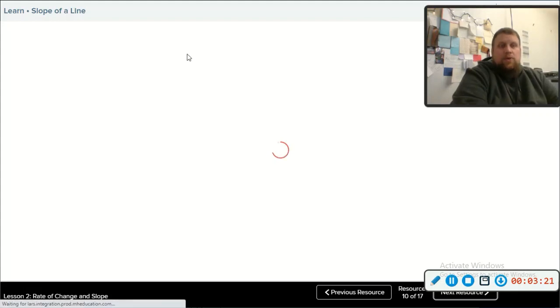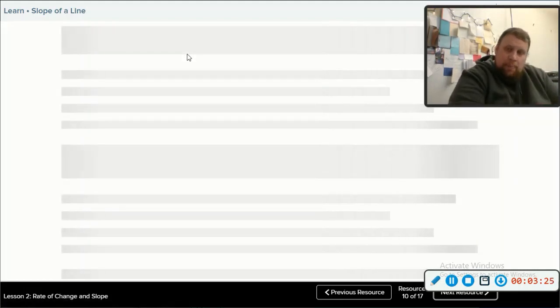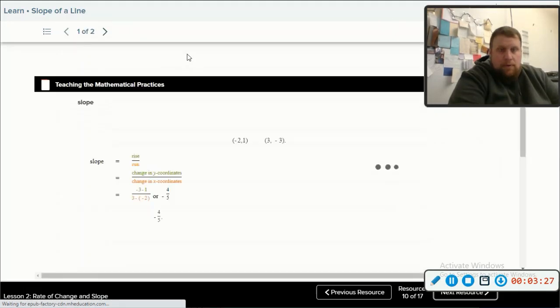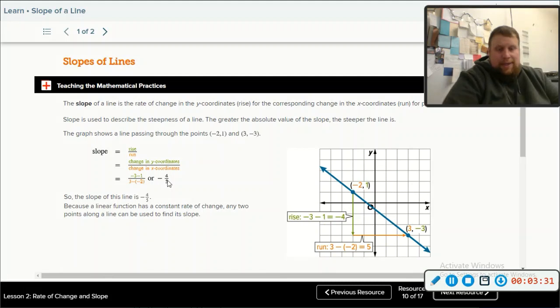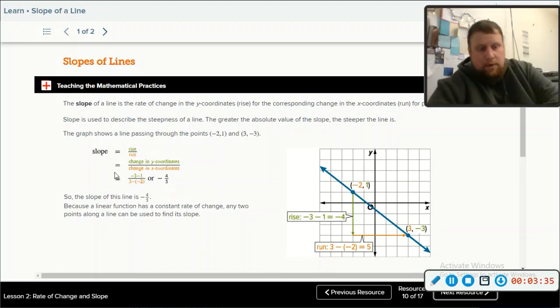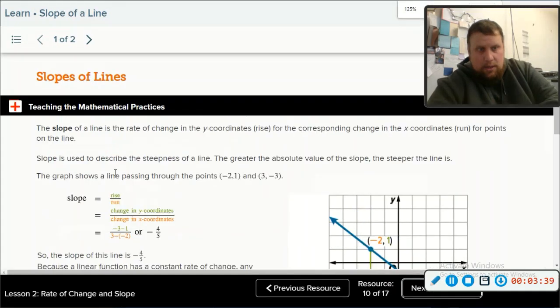Awesome. So that's just kind of an exploring, looking at slope. Now we're going to talk a little bit more about it. Our slope is, again, our rise over our run. So let me make it a little bigger.